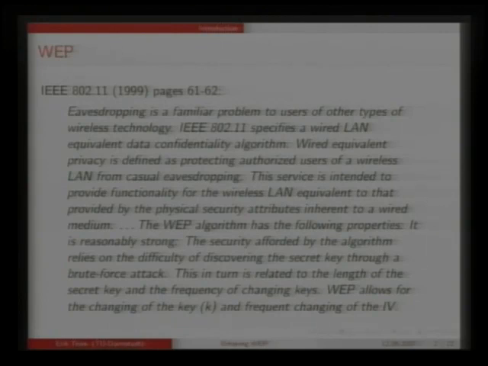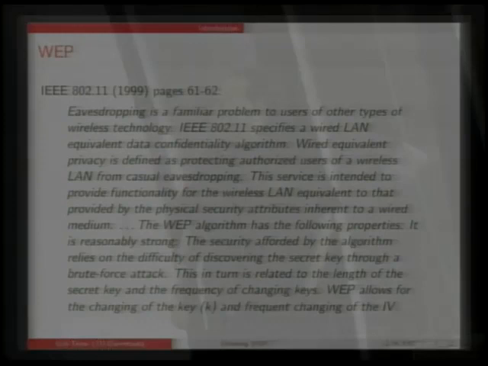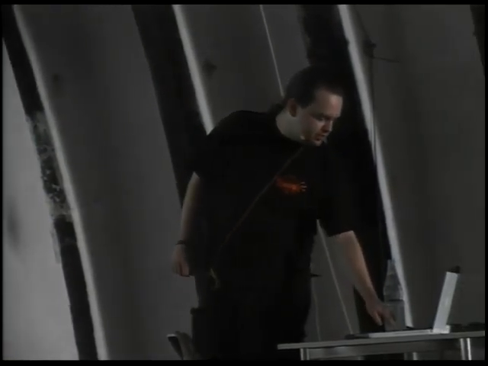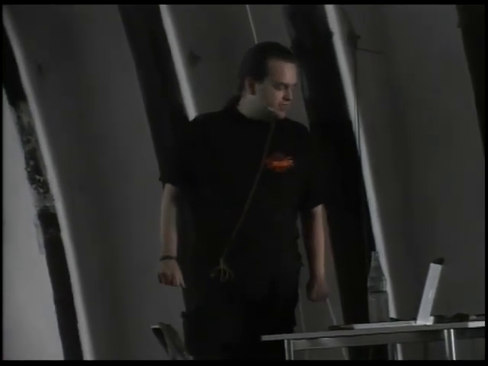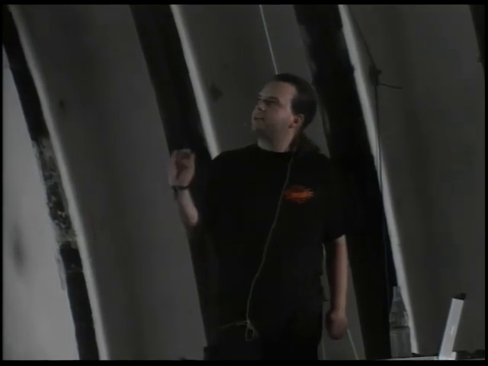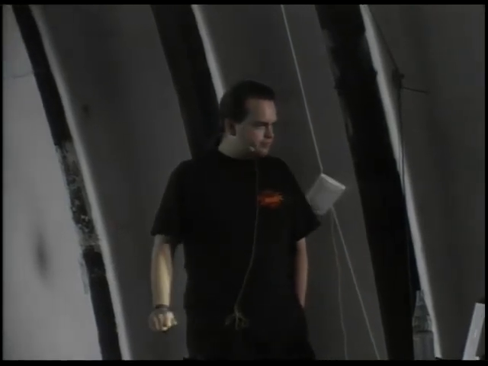Well, in 1999, they said that WEP had the following properties. It should be reasonably strong, and the only way to break it should be to brute force the secret key, which should be infeasible. But this wasn't really the case. So first, let's have a look at how WEP works.